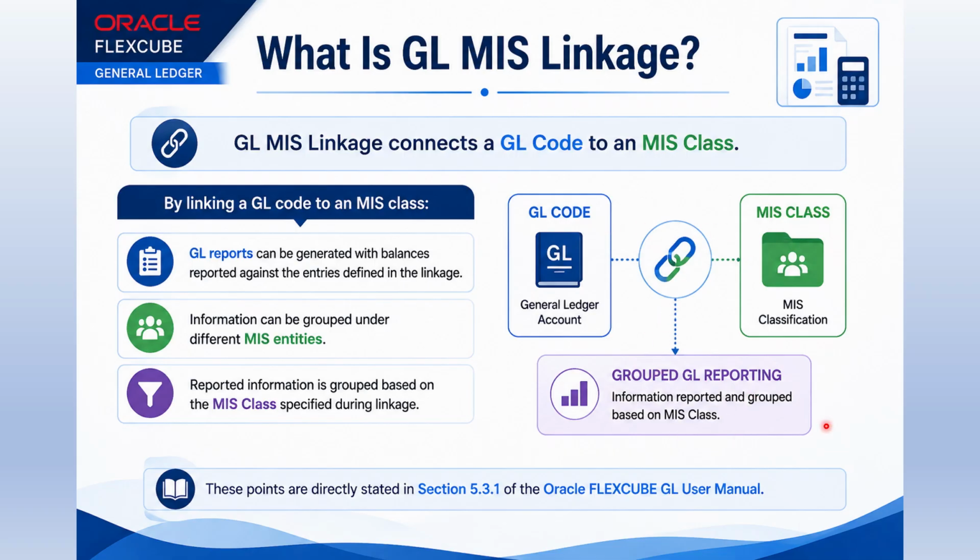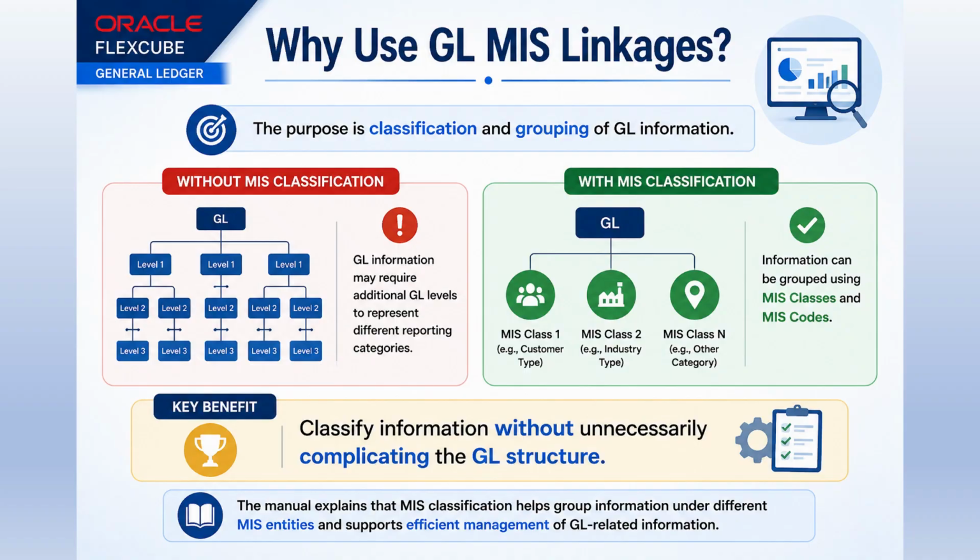Why use GL MIS linkages? Why do we need MIS linkages? The purpose is to provide additional classification and grouping of GL information. Without MIS classification, we may need to create additional GL levels to represent different reporting categories. This can make the GL structure increasingly complex. With MIS classification, information can instead be grouped using MIS classes and MIS codes. So the key benefit is we can classify information without unnecessarily complicating the GL structure. This provides another reporting dimension while keeping the GL structure manageable.